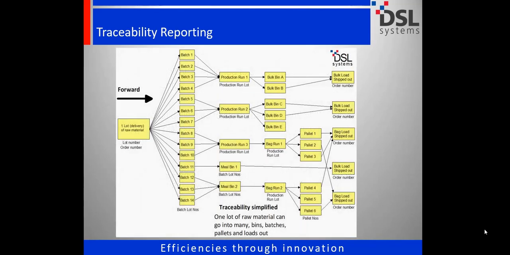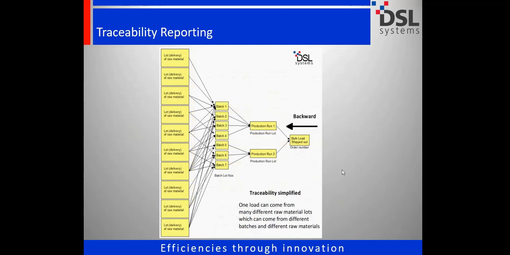So just a brief reminder about the main concept of traceability. Forward reporting: you have a raw material lot. You might have the lot number or the order number, and it tells you where it went to, perhaps a whole pile of batches, some production runs, perhaps into some bulk bins and out to some loads shipped out, or it might have gone through a production run into a bagging run onto a number of pallets and those bags shipped out, or it might have just gone to some meal bins and straight shipped out from there.